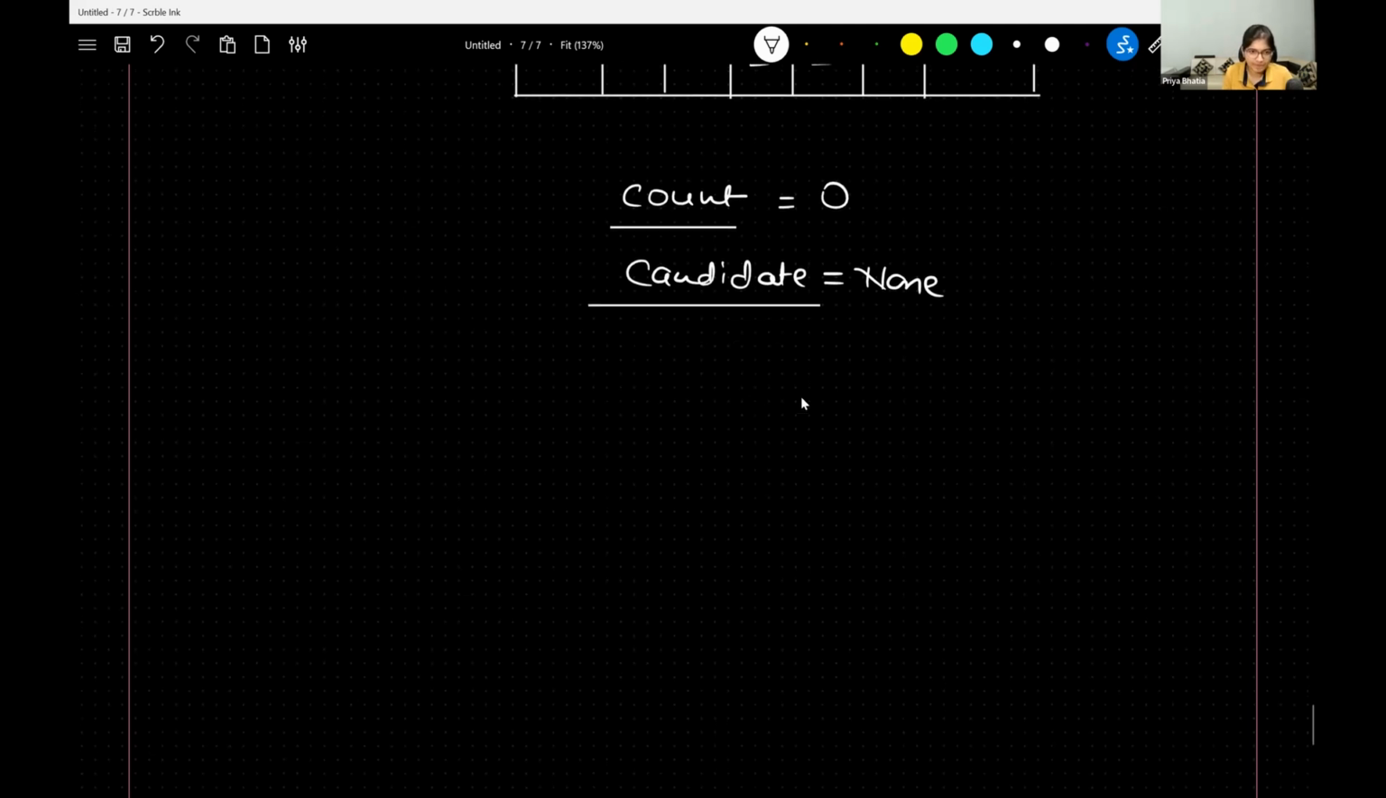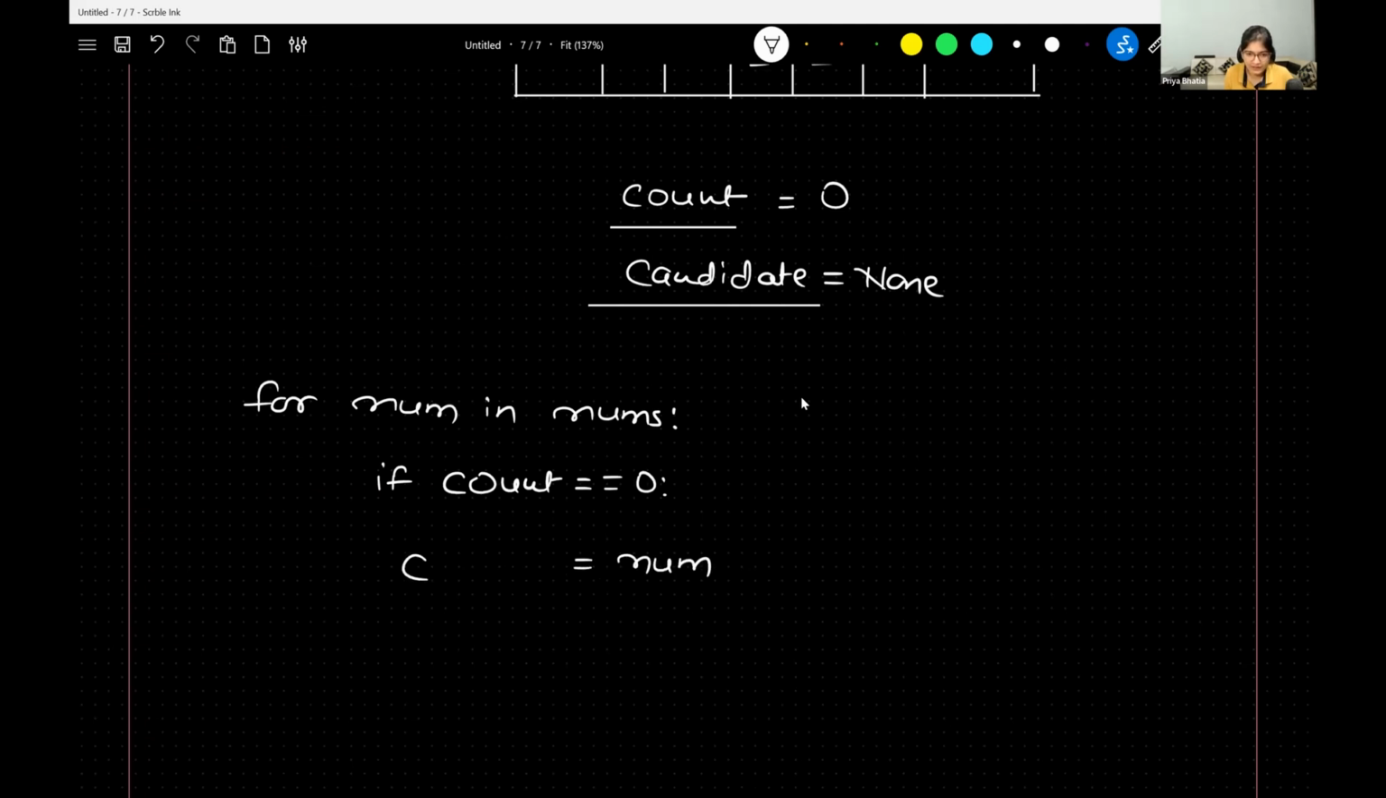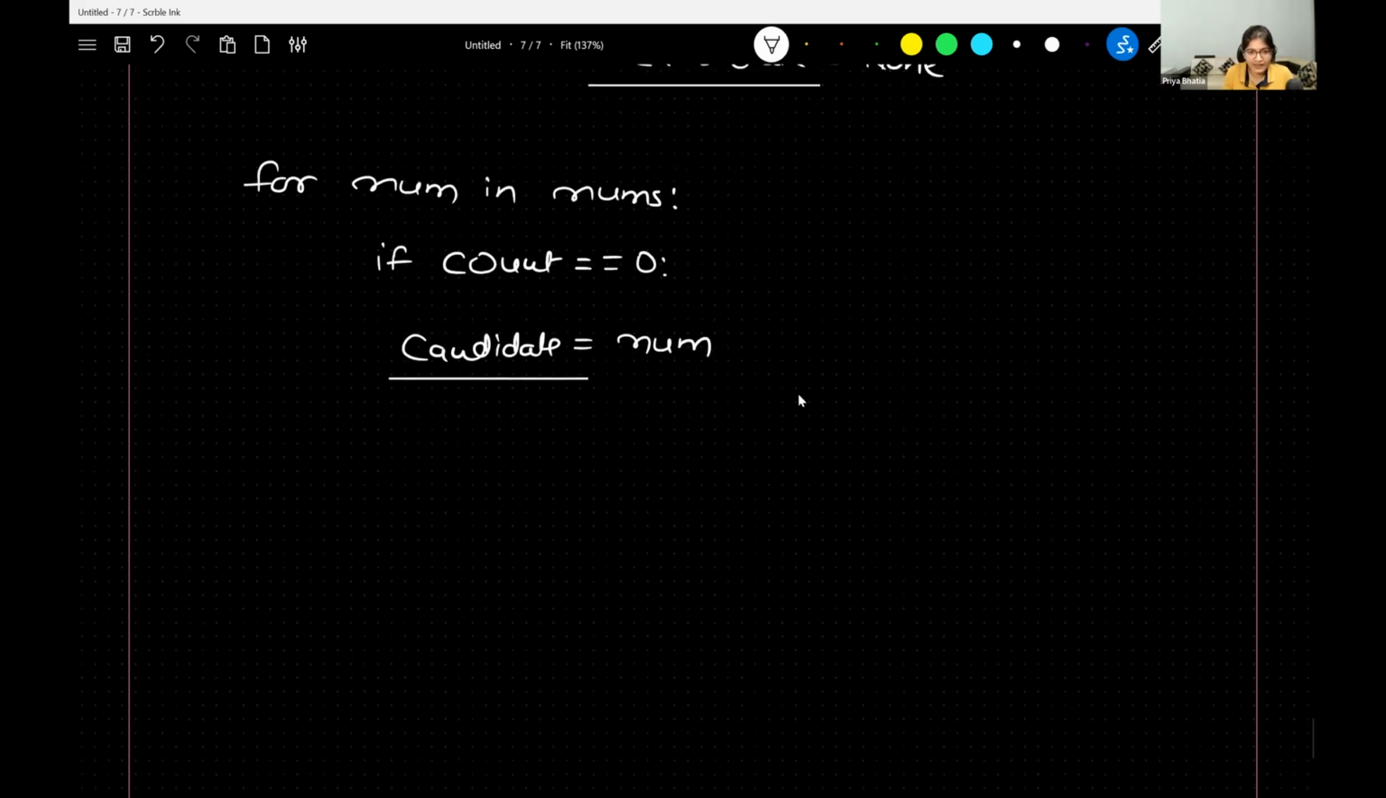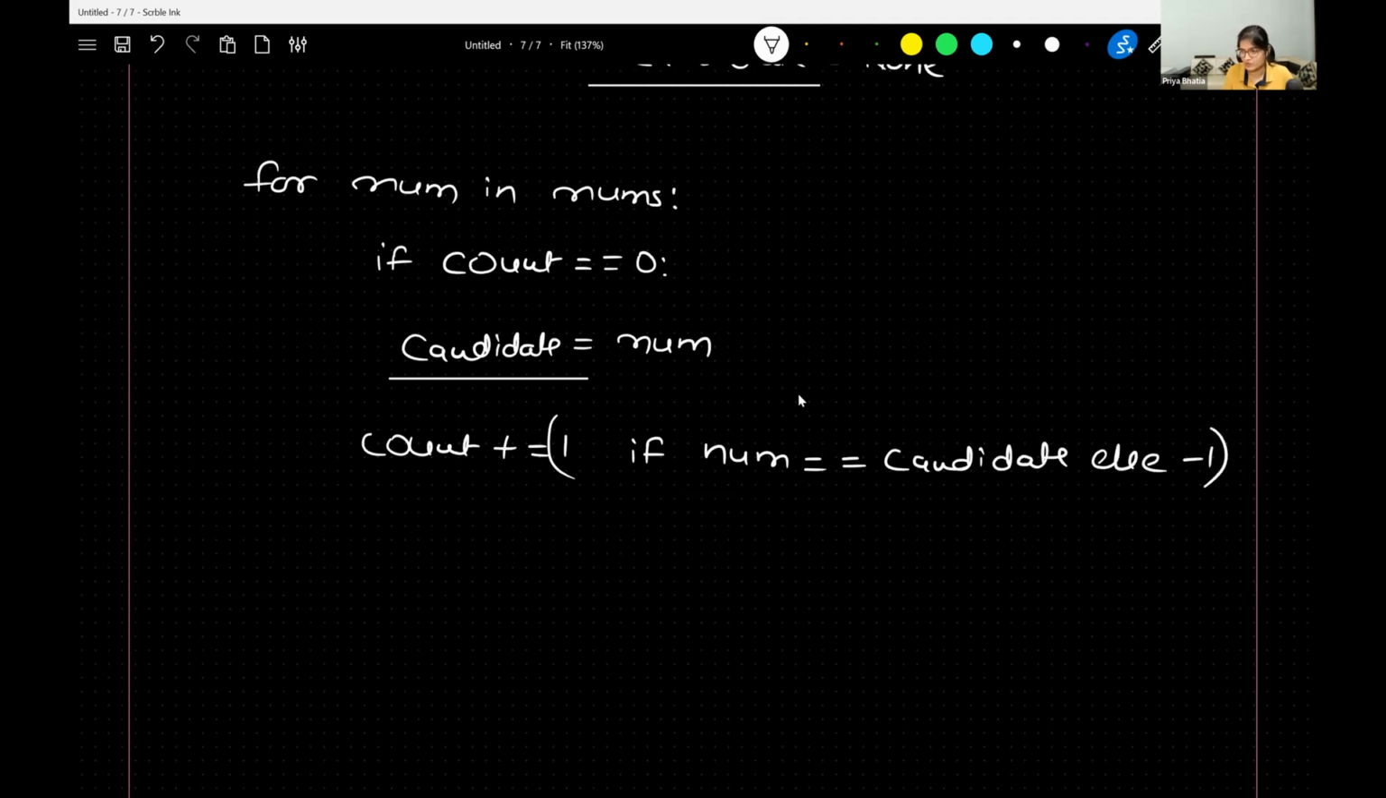Now we start our journey. We will iterate one for loop and explore all the elements available in nums. Whenever the count value is 0, whatever the current number is, I will make that the majority element, that is, I will make it the candidate. And now in every iteration, I will increment the value of count by 1 if my number and candidate are both the same. Otherwise, I will decrease it by 1. And finally, I will return the candidate itself. That is the kind of looping we are doing.